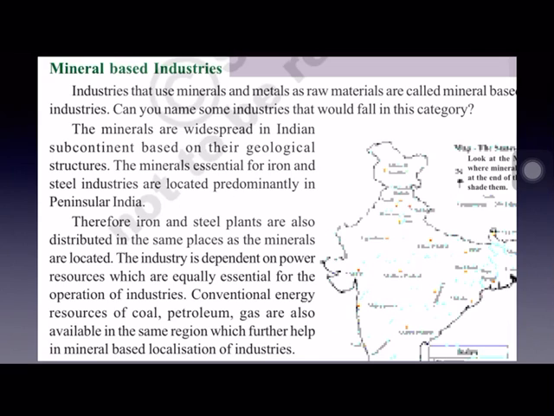And this power is mostly essential for the iron and steel industry. In these southern, peninsular states, conventional energy sources of coal, petroleum and gas are also available in the same regions where these iron and steel plants are located. Thus we can see that wherever iron and coal mines are, the iron and steel industry is located in India.